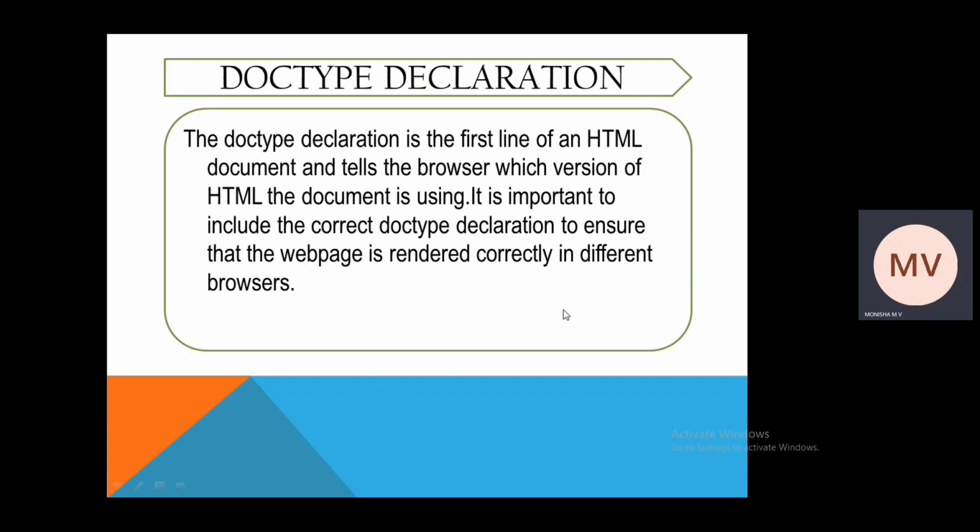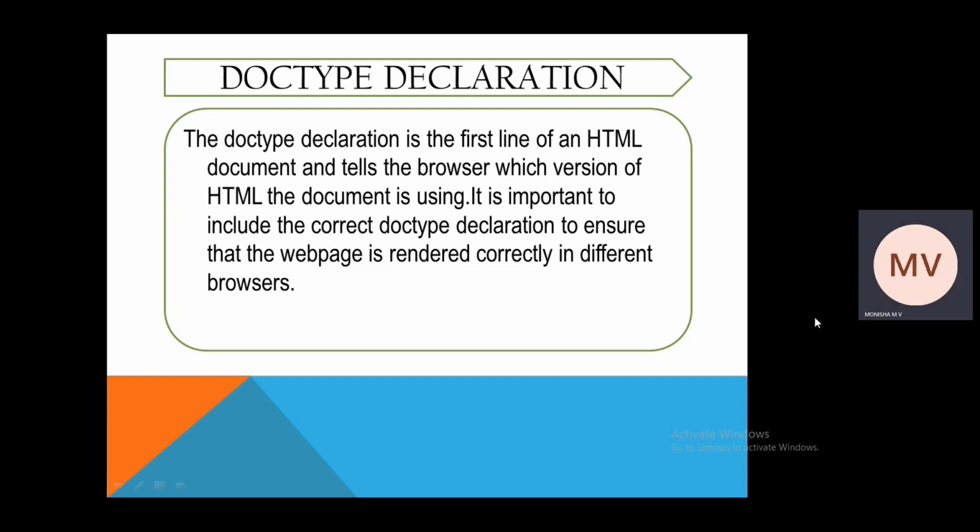Next, doctype declaration. I have explained it with an example. This doctype declaration is the first line of an HTML document and tells the browser which version of HTML the document is using. It is very important to include the correct doctype declaration, as it ensures that the web page is rendered correctly in different browsers. There are several types of doctypes. I'll give some examples. MathML is also a doctype, used to include mathematics in the web page.